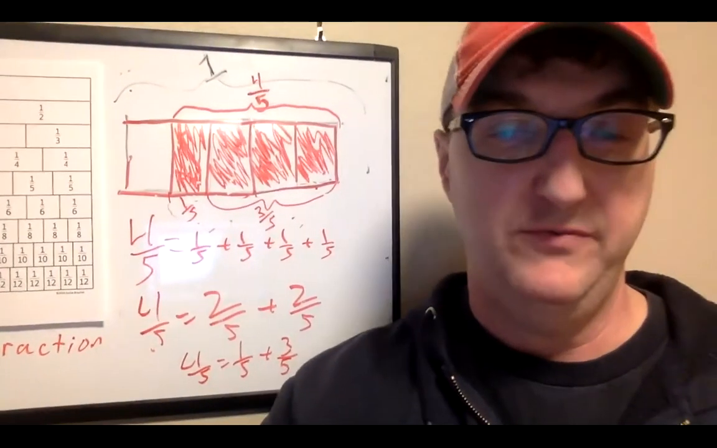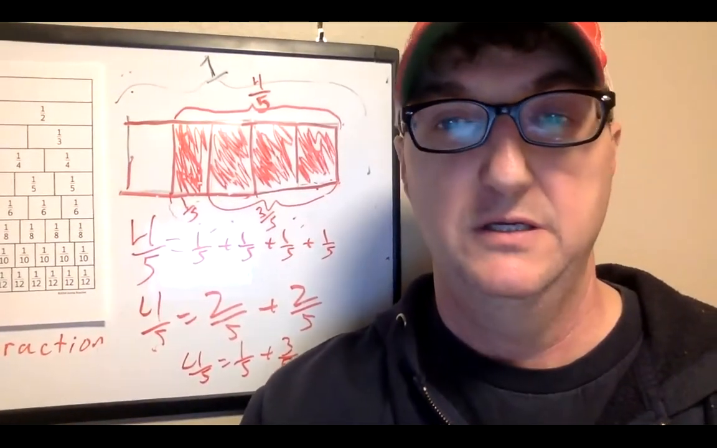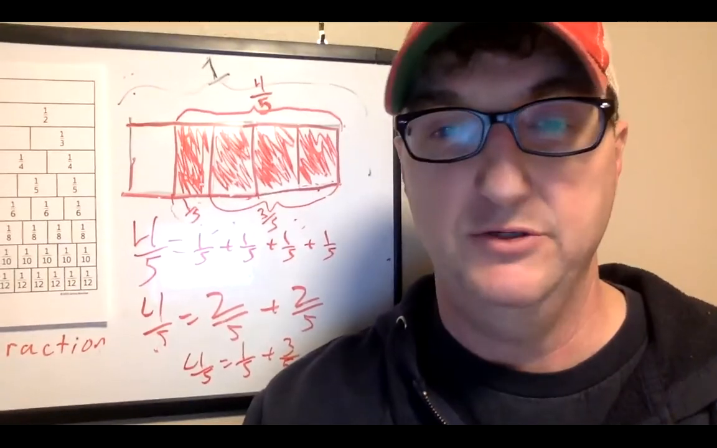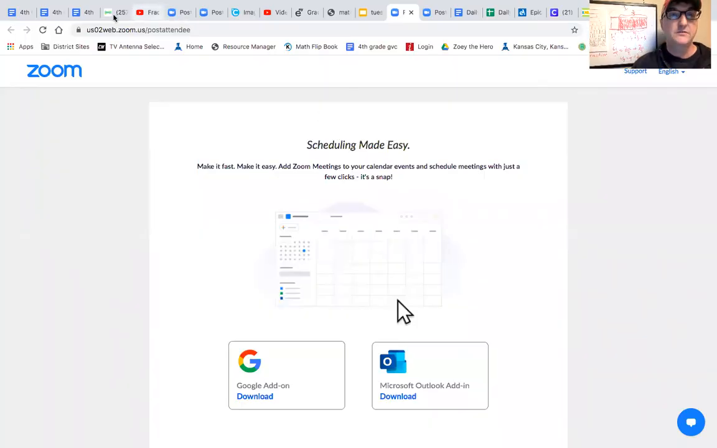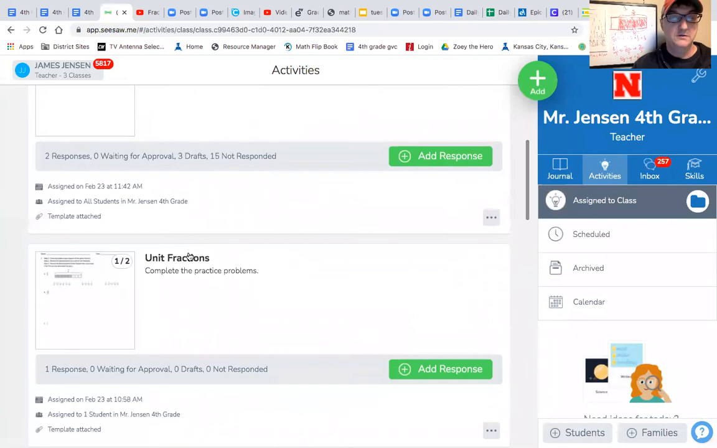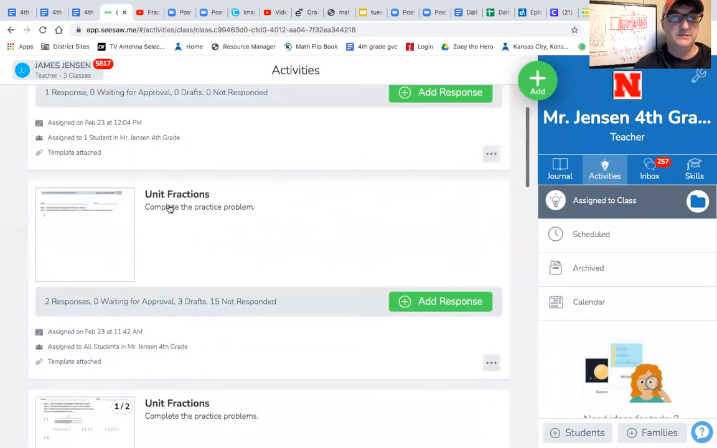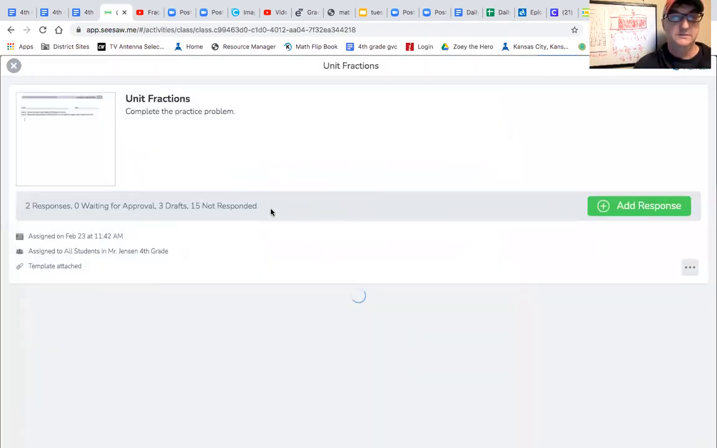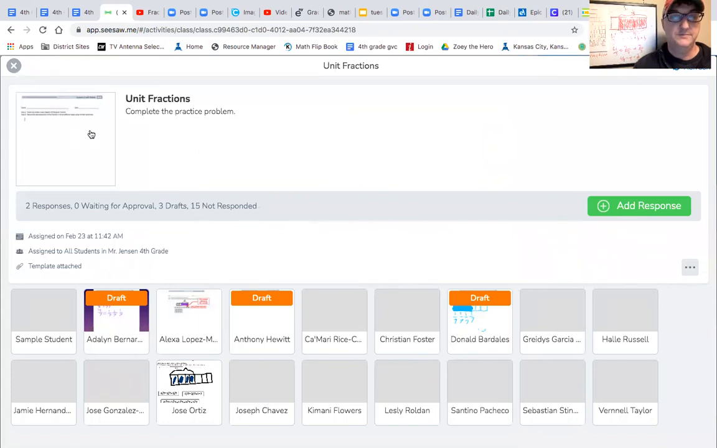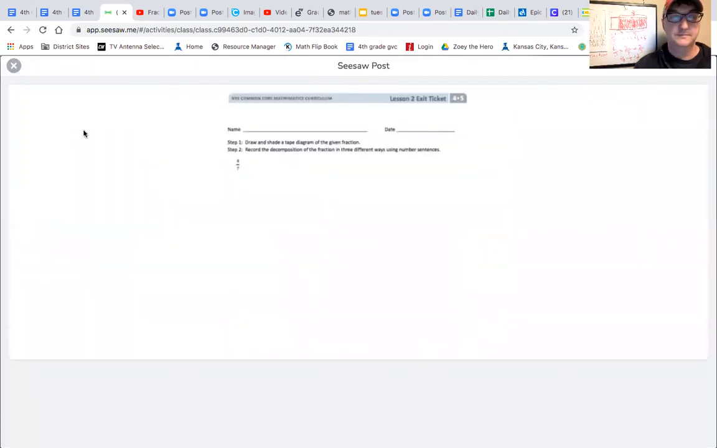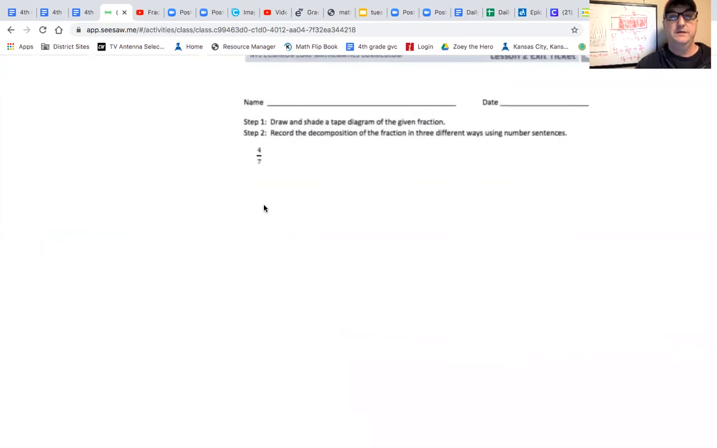So let me show you here in the Seesaw, a quick assignment that you can do. If you go into Seesaw, right here, the assignment says unit fractions. I guess I could have named it better. Oh, it's this one here. Let's see what it says to do. Make it bigger. It says draw and shade a tape diagram of the given fraction. So that's what this is. That's a tape diagram, right?